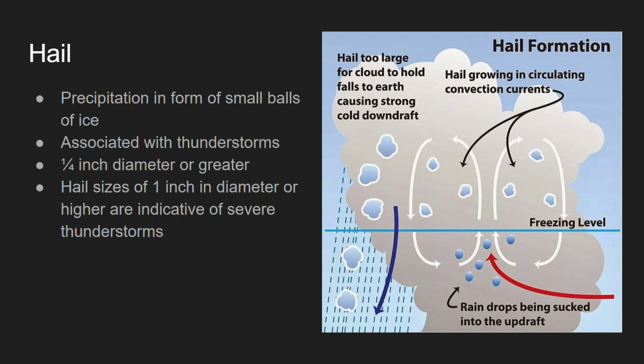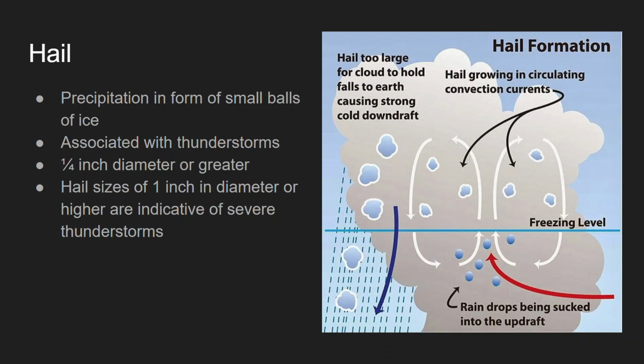Hail. Hail's really cool, and we'll talk about this more in thunderstorms and lightning, because hail is usually indicative of severe thunderstorms. It's small balls of ice associated with thunderstorms, and they're a quarter of an inch in diameter or greater. But to have a severe thunderstorm warning issued, the hail would have to be 1 inch in diameter or more. If it's 1/4 inch to 1 inch, you would usually get a special weather statement from your local NWS office.